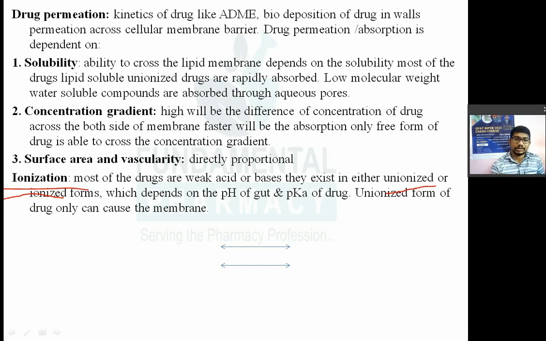Like pH of stomach is the acidic pH, pH of intestine is the basic pH. So depending on that, whether the drug will ionize or remain in an unionized form is decided by these two things, pH and pKa of the drug. And only the unionized form of the drug is able to cross the membrane.